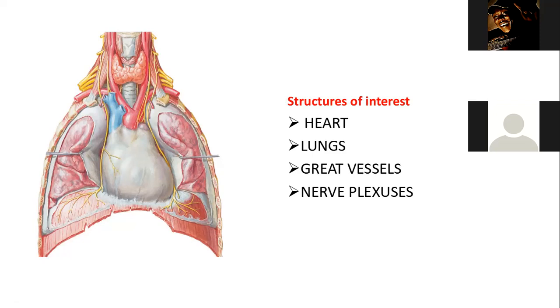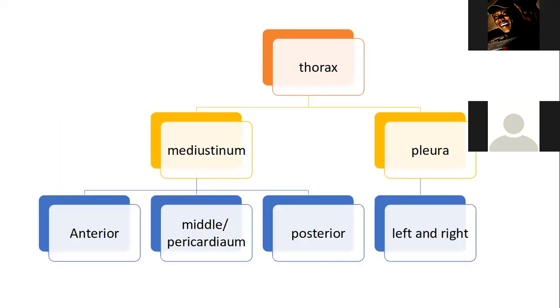So now I want to explain this concept over here. The region of the thorax is the region located between the neck and the abdomen. The thorax is one whole cavity, but it has subsets. Number one is the pleura. So we have the left and the right pleura, and that's where we have the lungs.